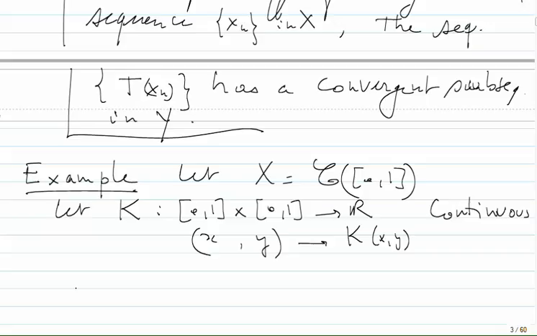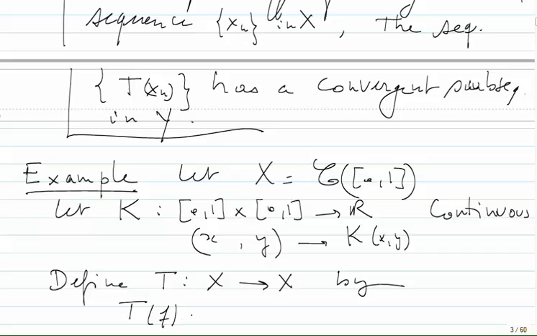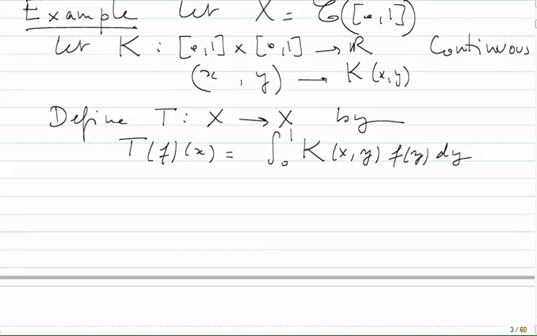So define T from X into X by T(f) at x is the integral from 0 to 1 of k(x,y) f(y) dy. Okay, so k is called the kernel of this integral-defined map. It's very simple to see that T in fact is in L(X). So it's a linear operator defined on X. These are just properties of the integral.